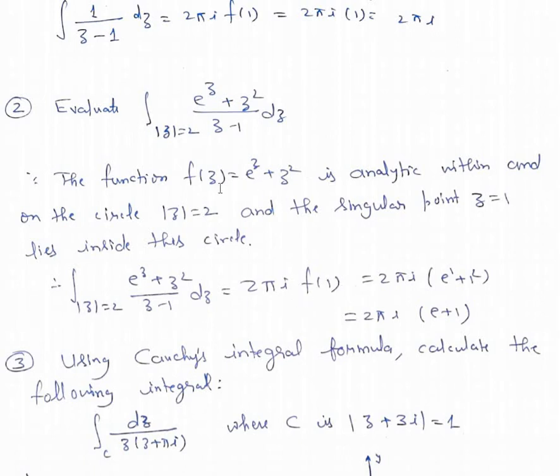Now f at 1 is, from this equation, e to the power 1 plus 1 square. So this is equal to 2 pi i (e to the power 1 plus 1 square), which is 2 pi i into (e plus 1).